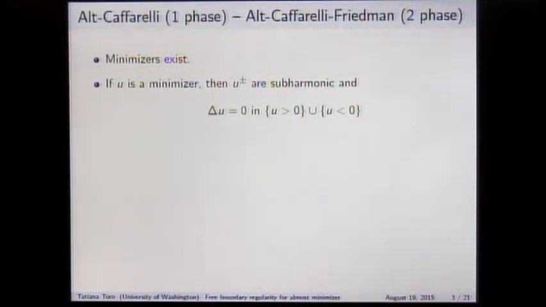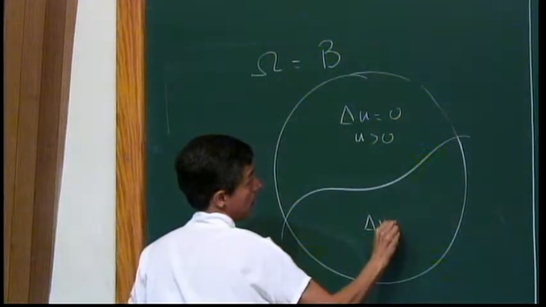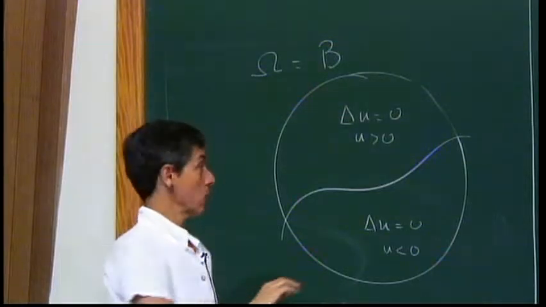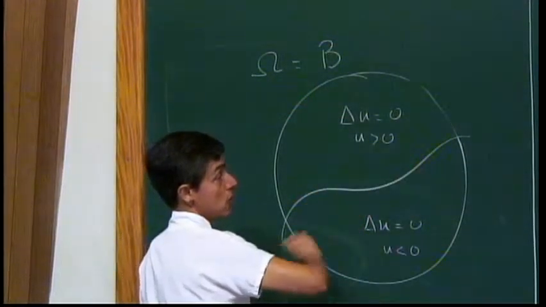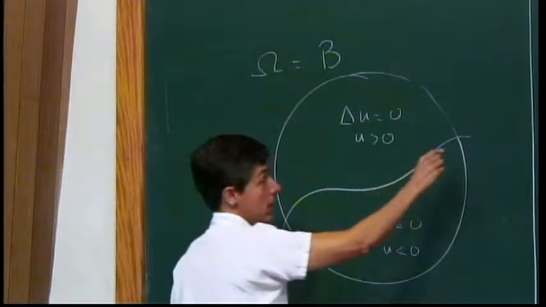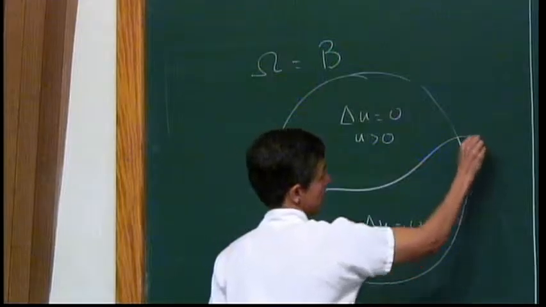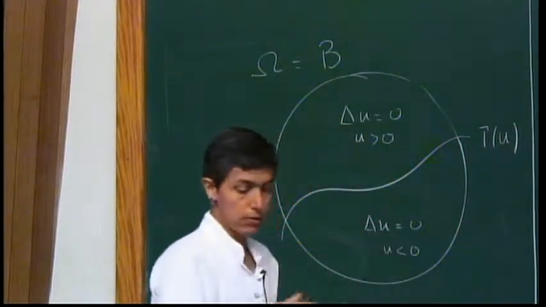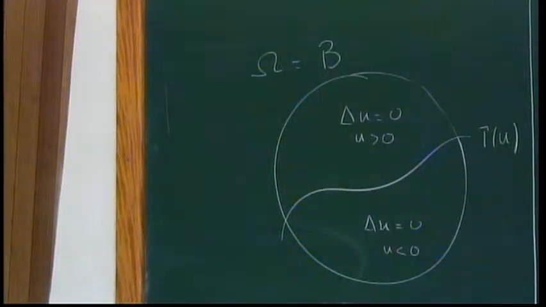So omega is going to be the unit ball. Here is our free boundary, and here we have Laplacian of U is 0, where U is positive. Laplacian of U is 0, where U is negative. They made an assumption that told us that they didn't have pools of zeros. And there's something in between. Okay, what is this? I'll call this set gamma of U, the thing in between. We'll talk about that set.